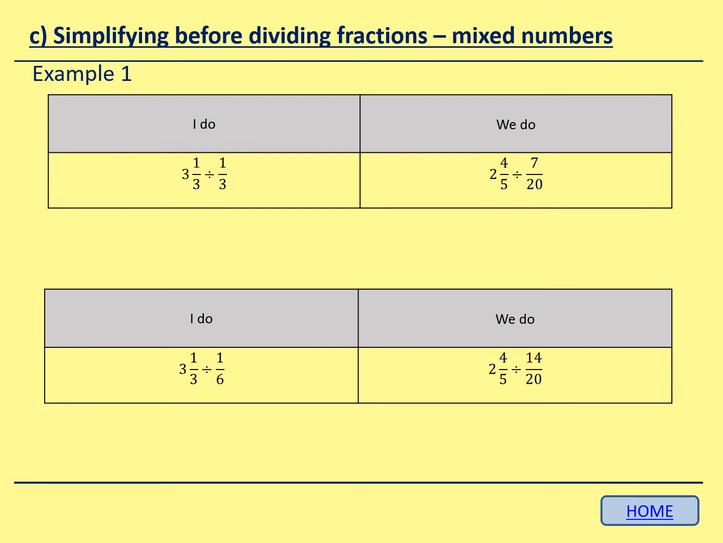Okay, now we're going to look at mixed numbers. We simplify before dividing fractions. I've got 3 1/3 divided by 1/3. Okay, so to turn that into an improper fraction, 3 3s is 9, add 1, that becomes 10/3 divided by 1/3. Keep the first, flip the second. And already I can see that this 3 cancels with this 3. So 10 times 1 is 10, 1 times 1 is 1, and the answer is 10.